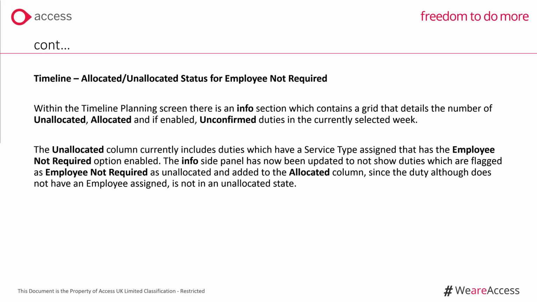Within the new timeline planning screen, there is an info section which contains a grid that details the number of unallocated, allocated, and if enabled, unconfirmed duties in the current selected week. The unallocated column currently includes duties which have a service type assigned that has the employee not required option enabled. The info side panel has now been updated to not show duties which are flagged as employee not required as unallocated. These visits will now appear under the allocated column instead.